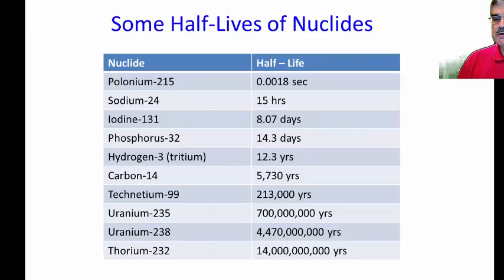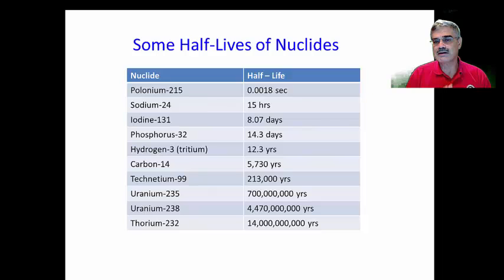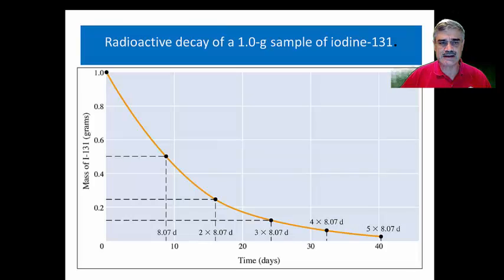And then notice some of the extremely long half-lives of some other nuclides. Technetium-99, 213,000 years. Uranium-235, 700 million years. Uranium-238, 4.47 billion years as a half-life. Thorium-232, 14 billion years as a half-life. So you can see that the half-life for the decay of unstable nuclides can vary over a very broad range of times.